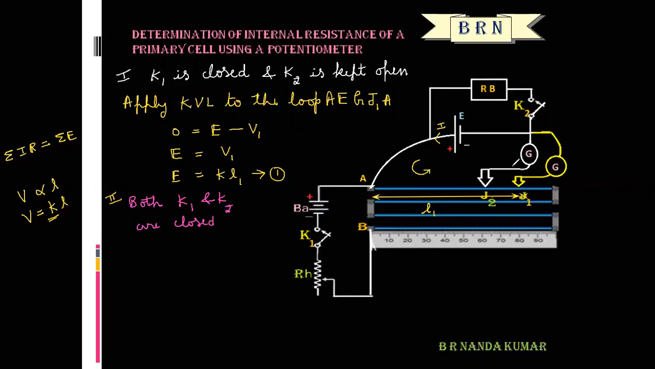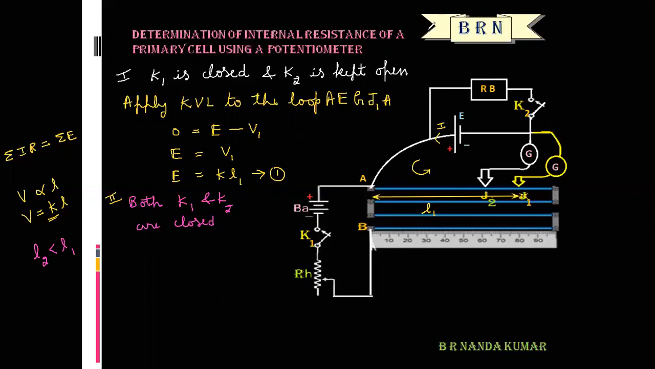The galvanometer shows a momentary deflection to one side. The jockey is connected at point B, and the galvanometer shows a momentary deflection in the opposite direction. After that, the jockey is gradually moved on the potentiometer wire until the galvanometer shows null deflection. Compared to the first part, in the second part the balancing length is less. L2 is less than L1.